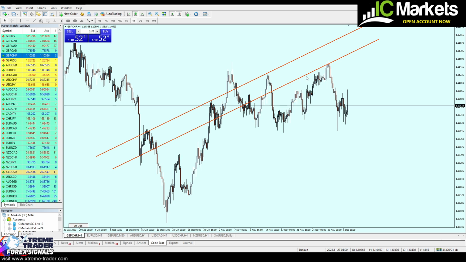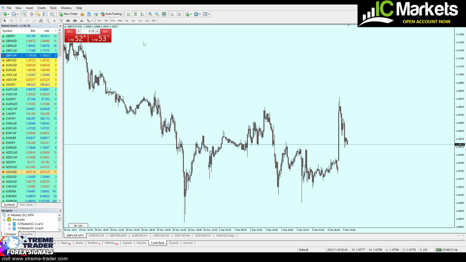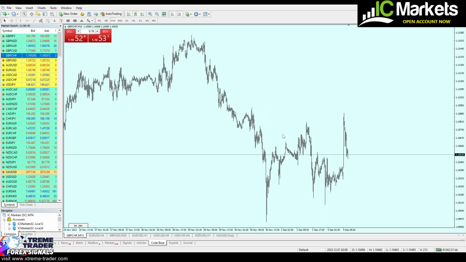Now, keep in mind that I'm on the 4-hour time frame, but does this work on all time frames? The answer is absolutely a big yes, it does work. Let's move to the 15-minute time frame. I will do it right here in front of you.